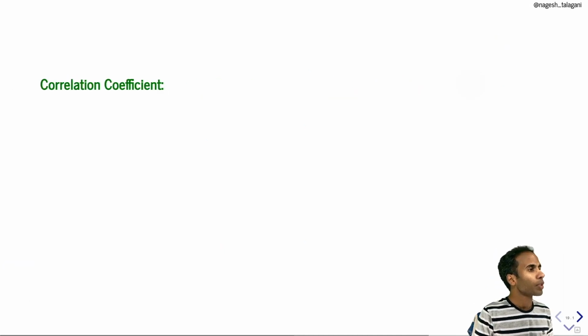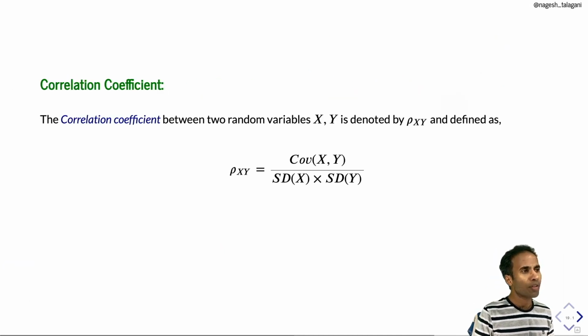The correlation coefficient between two random variables x and y, denoted by rho xy, is defined as the covariance of x and y divided by the standard deviation of x times the standard deviation of y. This is a quantity which measures the degree of linear relationship between x and y. First, I am going to show that this correlation coefficient is always between -1 and 1.